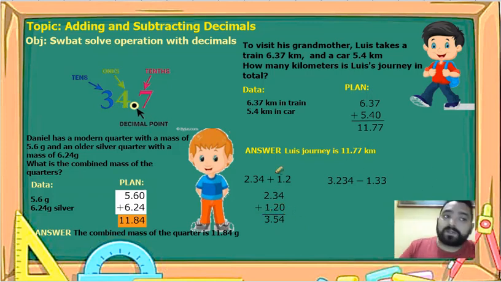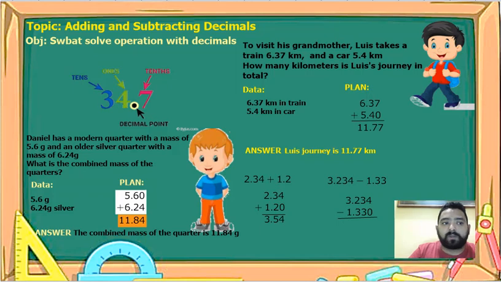Now, in the second one, we have a subtraction. But we are going to use the same idea. So it's going to be 3.234 minus 1.33. So this one we are going to write minus here. And remember, it needs to be lined up. So this one we are going to complete with 0. So if you subtract them, now we're going to draw a line here.